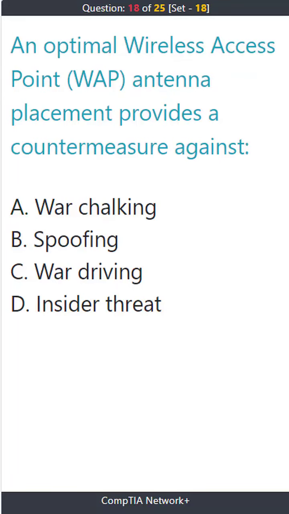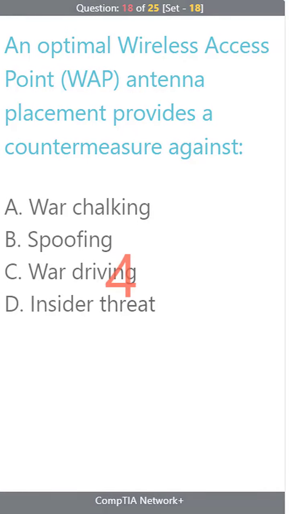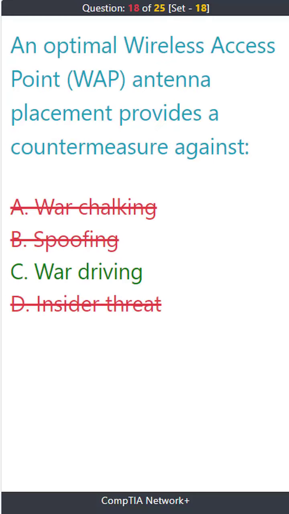Question 18. An optimal wireless access point, WAP, antenna placement provides a countermeasure against: A. War chalking. B. Spoofing. C. War driving. D. Insider threat. The correct answer is C. War driving.